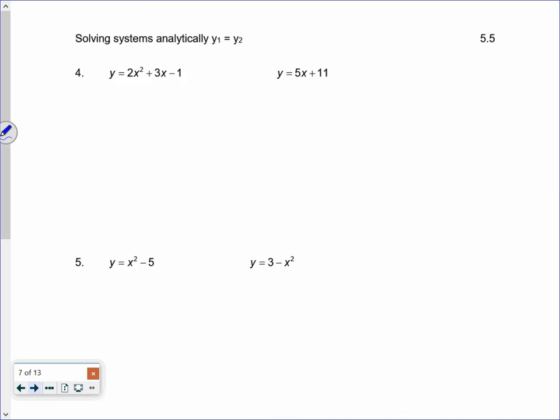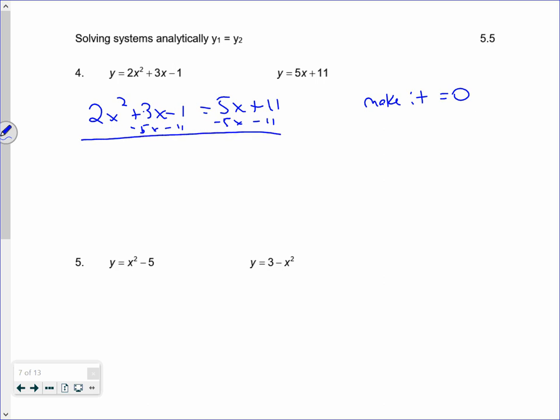All right, so another parabola and a line. 2x squared plus 3x minus 1 equals 5x plus 11. When you have a quadratic equation, you need to make it equal 0. That has got to be your first step in order to factor or to use the quadratic formula. So I'm going to subtract 5x, and I'm going to subtract 11 from both sides. This time I moved everything over to the left because, as I said, I prefer for my leading coefficient, my A value, to be positive. All right? We're looking for things that make our life easier.